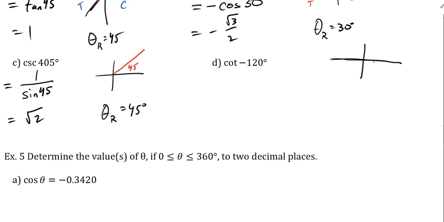But regardless, if I was doing negative 120, I would actually start here and go negative, like it would be going the other direction. So that puts me there. It's kind of tricky, but how do I figure this? Well, this is going to be 60. So that 60 and 120 equals back to 180. I think you could probably figure that out, right? So theta related is 60.